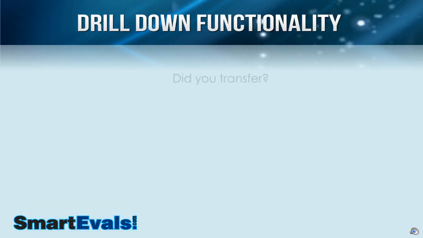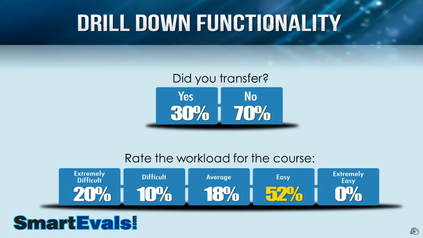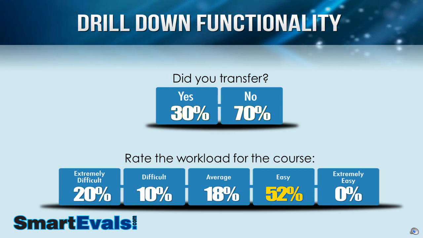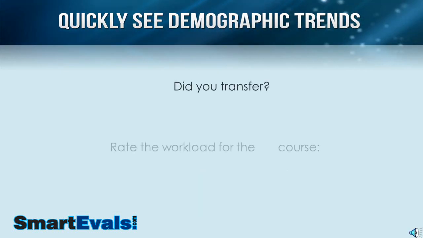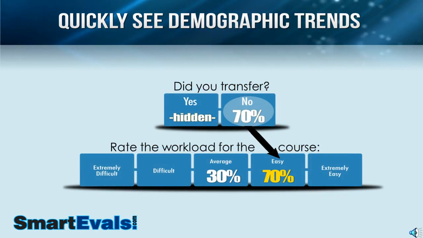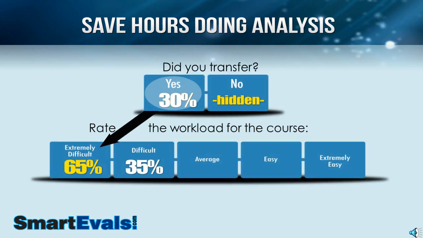To give you an example of why this is useful, let's say you had the following two questions on your survey. If you did, you would probably guess that your course was considered slightly easy by the students and not make much more of it. But what if you clicked on the 70% and found that none of these students found it difficult? And then you clicked on the 30% who did transfer and found that all of them found it difficult.